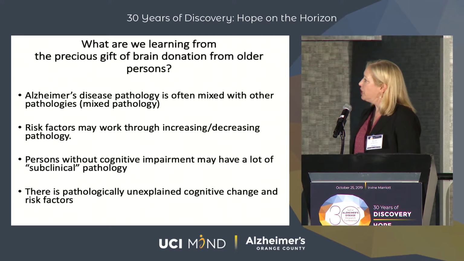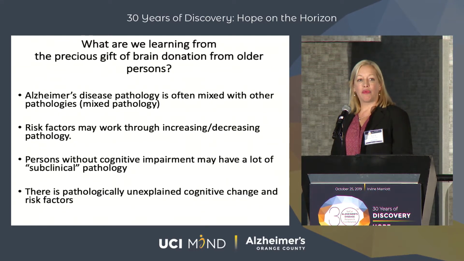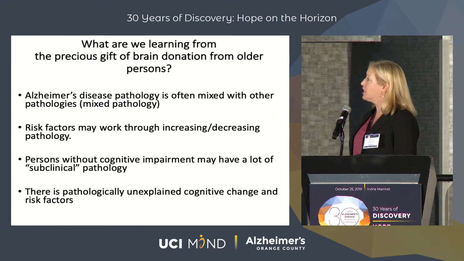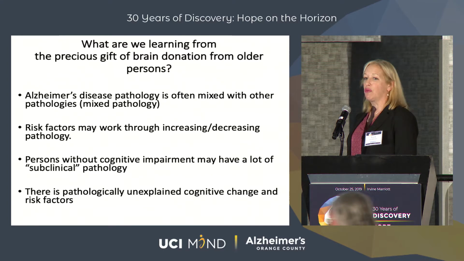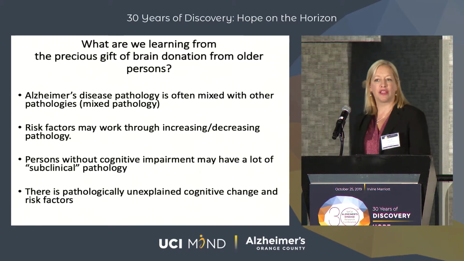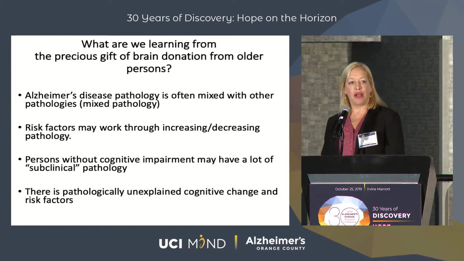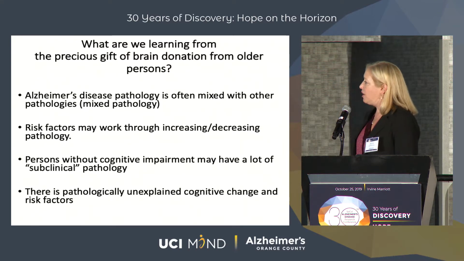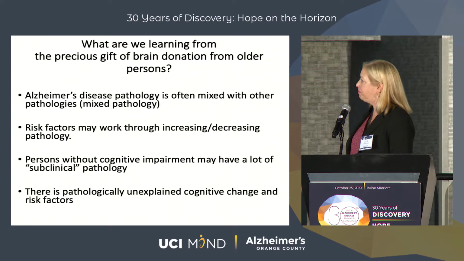So what I'm going to do is talk to you about four things. One is something that's already been mentioned, that Alzheimer's disease is often mixed with other pathologies. I'm going to talk to you about risk factors. How do they work? Why are certain things a risk for Alzheimer's disease? And then it's been alluded to already that older people without cognitive impairment have a lot of Alzheimer's pathology. What does that mean? And that we still don't understand a lot of it. We know there's a lot of things happening in the aging brain, but we still do not understand everything.